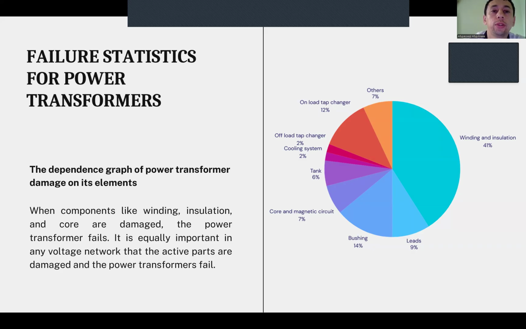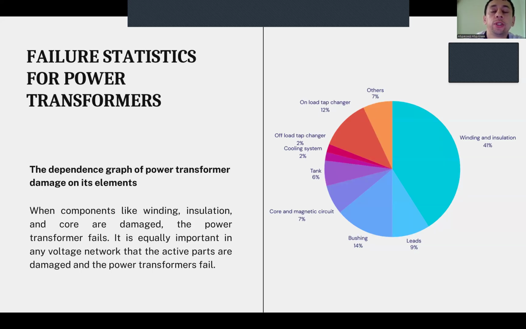This figure shows the dependence graph of power transformer damage on its elements. When components like winding, insulation, and core are damaged, the power transformer fails. The most damaged power transformer element is its winding and insulation, which accounts for 41% of total damage. Bushing is next with 14%.